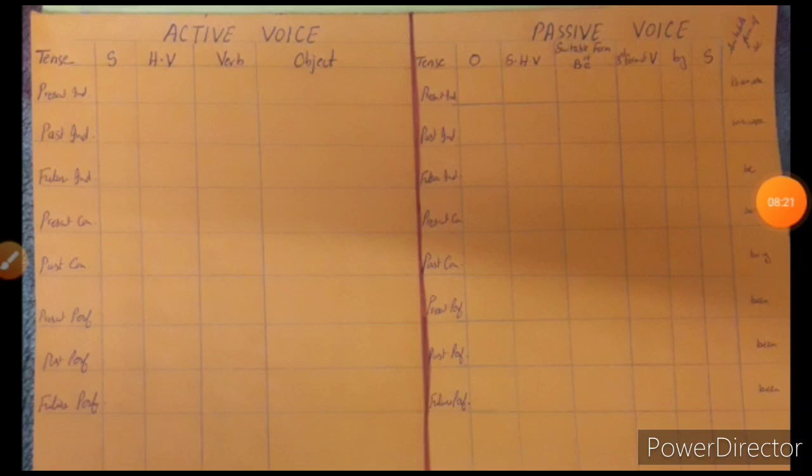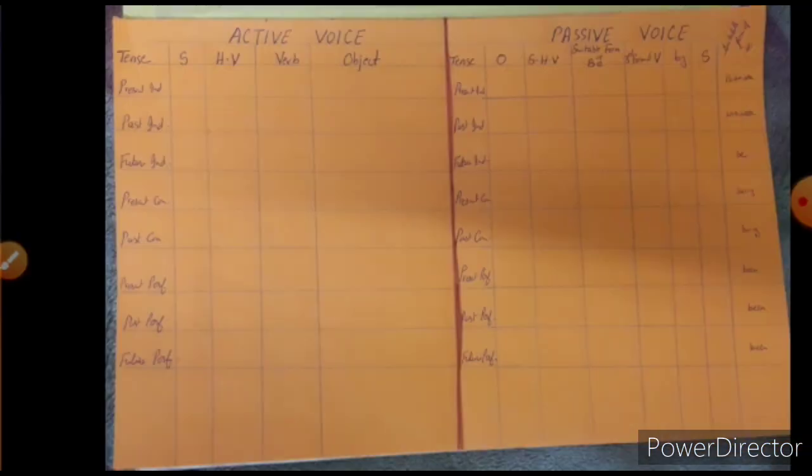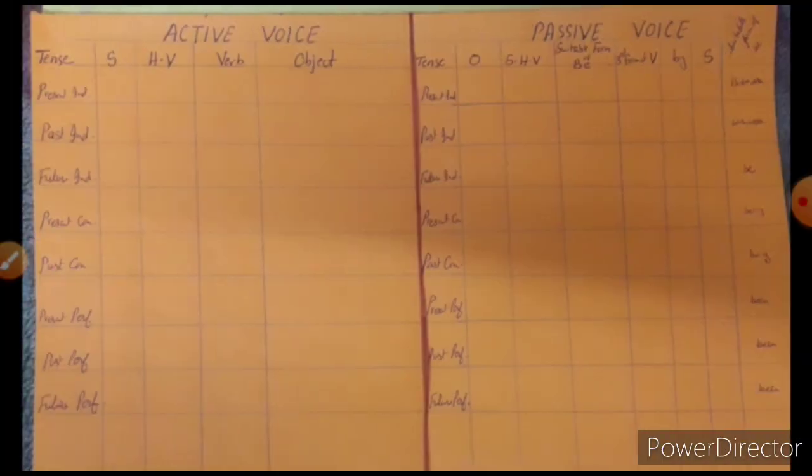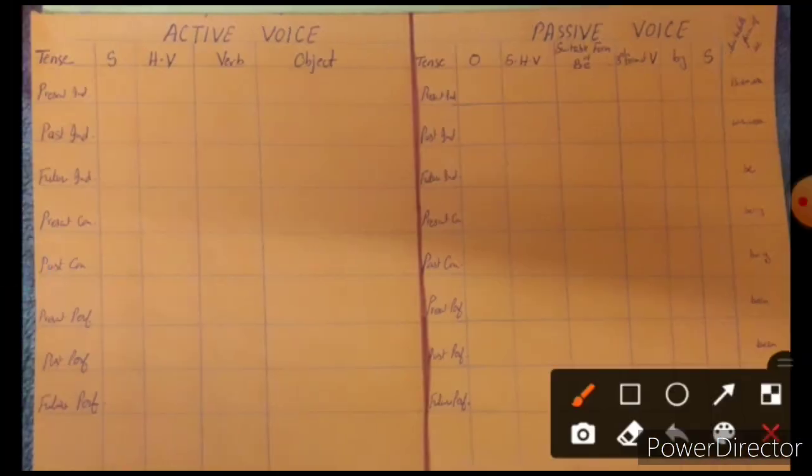Now in front of you I have a page, and in this page what I have done basically, that I have divided this page into two parts. Now on the first side I have written active voice, on the second I have written passive voice. Now if you look closely at it, we have an active voice, and what do we have in the active?